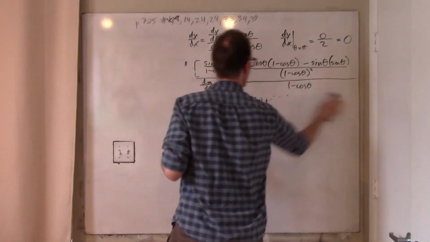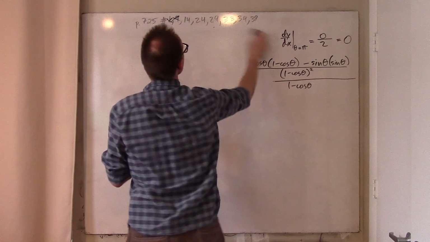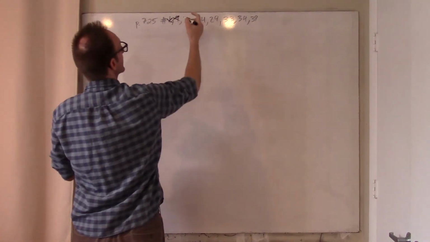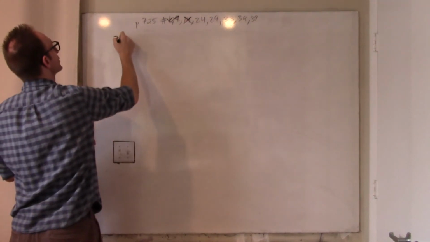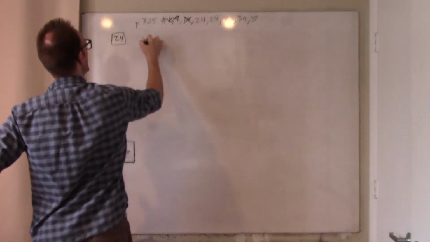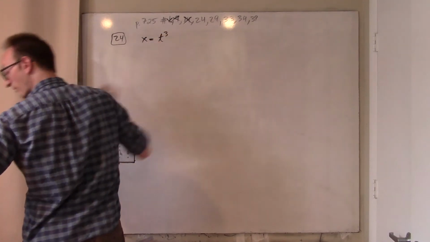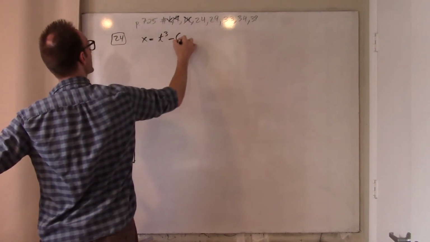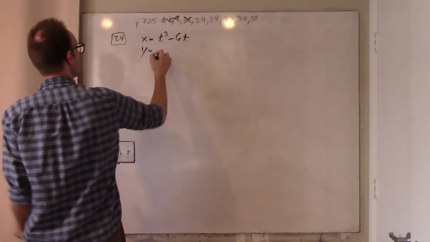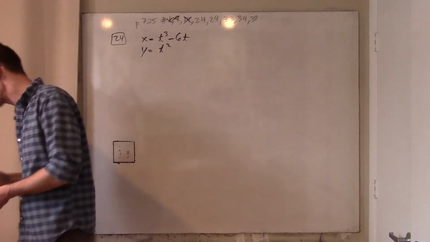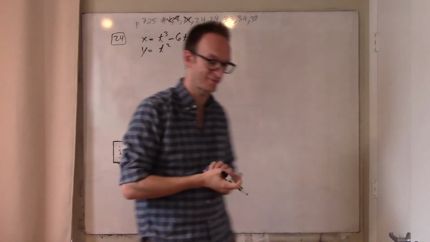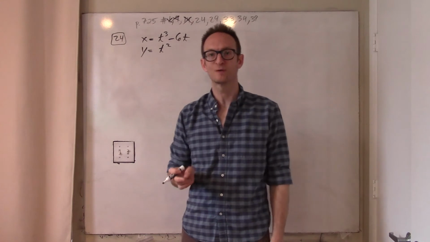And I'm not sure how many more of these problems we really needed to do, but we're going to do 5 more. So 24 is a complete repeat of what we did in class. So x equals t cubed minus 6t, y equals t squared. And the questions they ask, find the equations of the tangent lines at the point where the curve crosses itself.